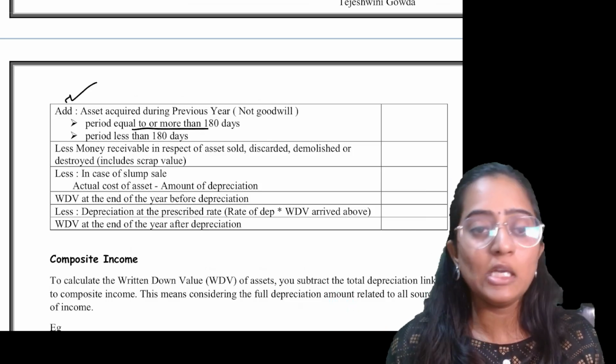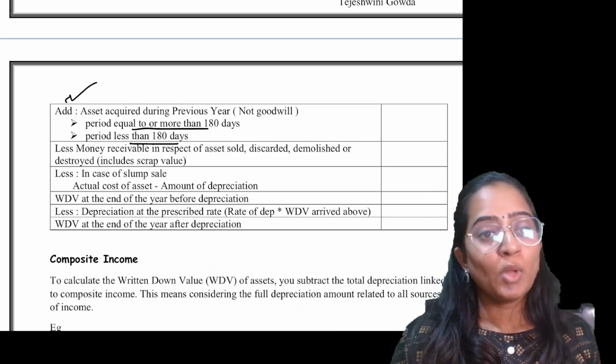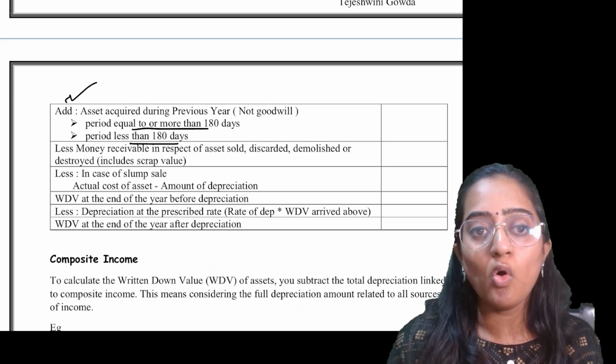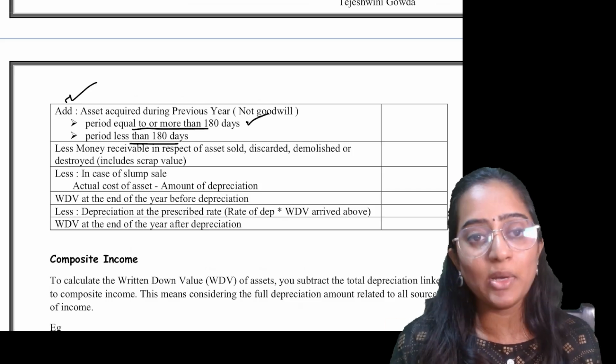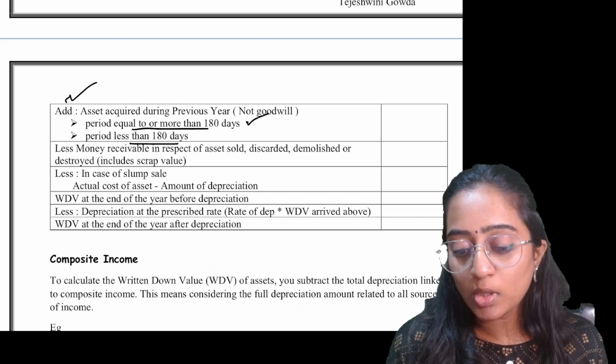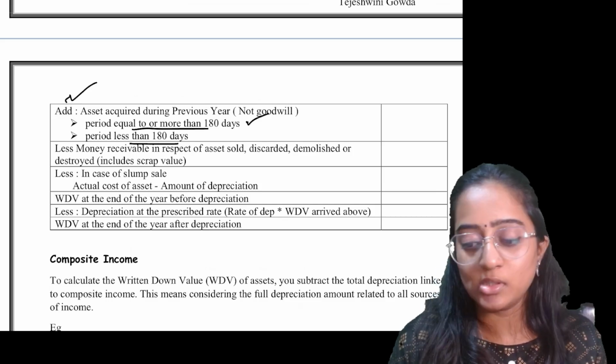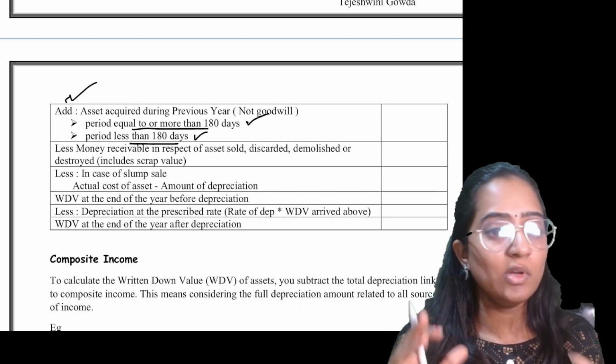And for a period which is equal to or more than 180 days, and if the period is less than 180 days, both are considered. If the period is equal to or more than 180 days, you are going to make it a separate category because 100% of the allowable depreciation would be considered. What about the period less than 180 days? 50% of the allowable depreciation would be considered, so we are going to make a separate category over here.